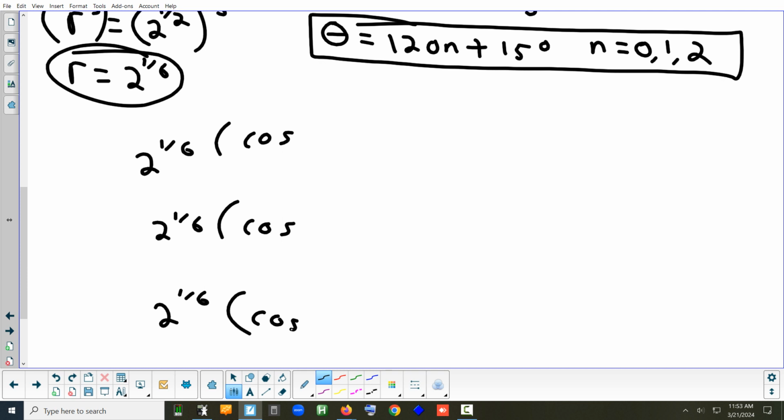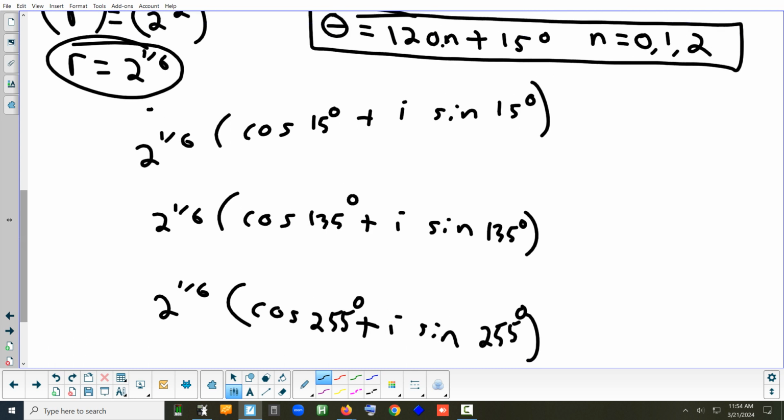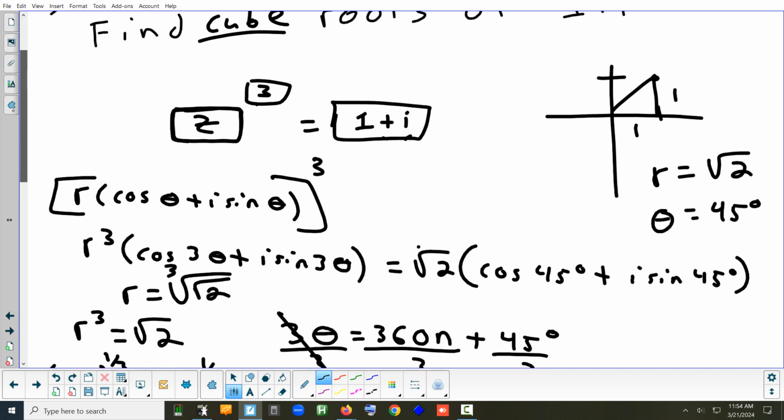Cosine, cosine, cosine. Now you just have to fill in our angles. All right, so first number we need to fill in is 0. What's 120 times 0? 0. Plus 15. 15. What's 120 times 1? 120 plus 15. Okay, 135. And 120 times 2? 240 plus 15. 255. Yep. That's it. Those are the cube roots of 1 plus i.